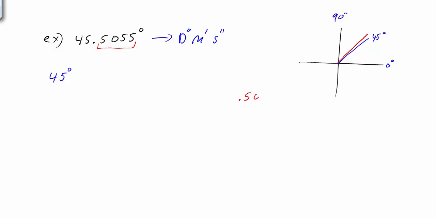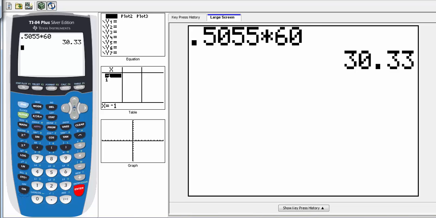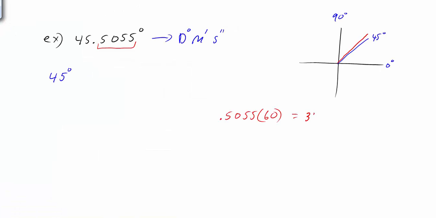We would take 0.5055 and we're going to take this fraction and multiply it by 60. Okay, and when we multiply by 60, that's going to give us 0.5055 multiplied by 60, and we get 30.33. So we're going to take the 30.33. From here, we're going to look at the whole number. The 30 is going to be our minutes.